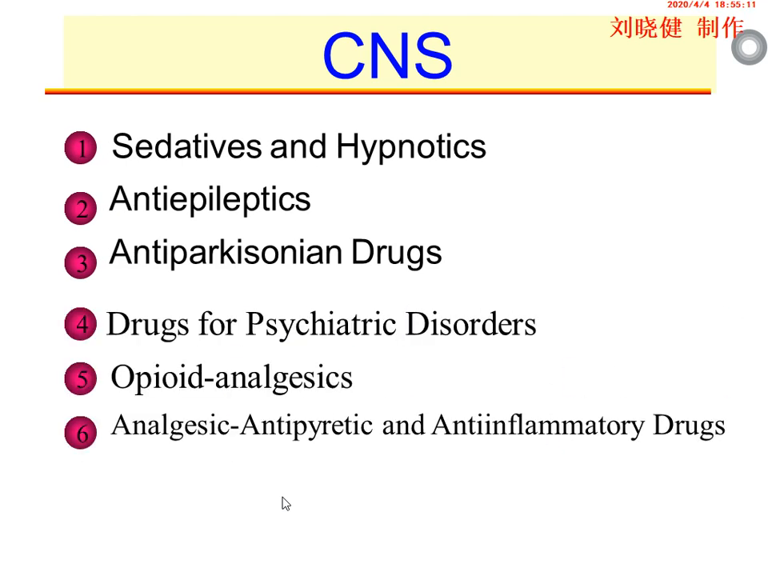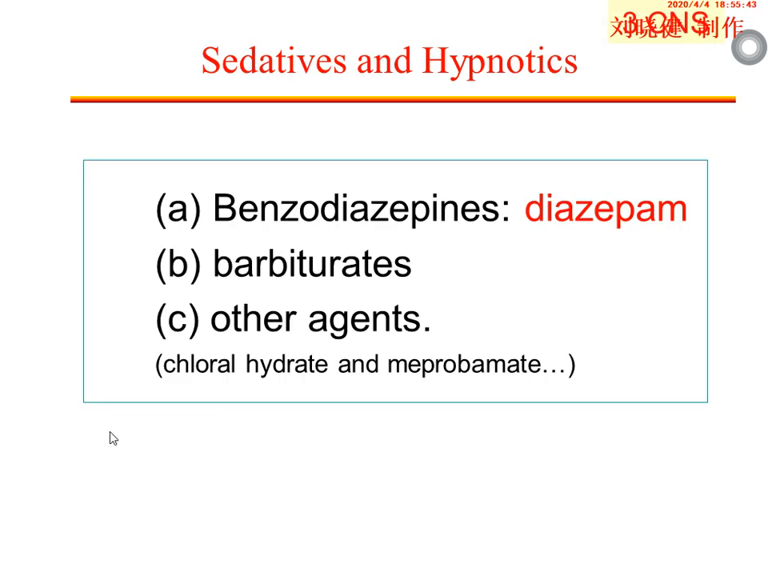Next, the drugs acting on the central nervous system. You have studied sedatives and hypnotics, anti-epileptics, anti-Parkinsonian drugs, drugs for psychiatric disorders, and opioid analgesics. Actually, most opioid analgesics are mainly used to relieve pain. To relieve pain, you also studied NSAIDs. Now, sedative hypnotics. In this chapter, you mainly study benzodiazepines. Diazepam is the typical drug of benzodiazepines. What are the pharmacological effects and the therapeutic applications of benzodiazepines?